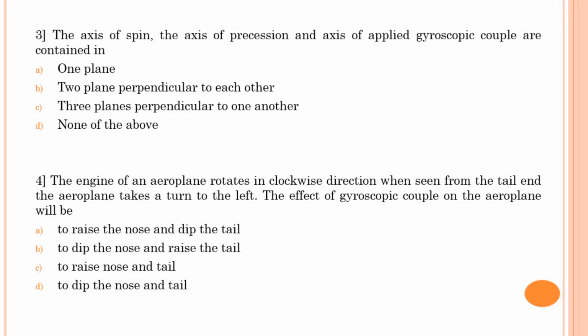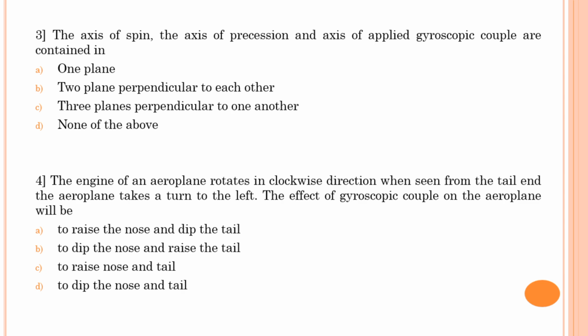Third: the axis of spin, the axis of precession and the axis of applied gyroscopic couple are contained in? Now remember, if the axis of spin and axis of precession are perpendicular, we will get active and reactive gyroscopic couples also in the axis perpendicular to both axes. Therefore the options given are: in one plane, no. Two planes perpendicular to each other, no. Three planes perpendicular to each other, yes.